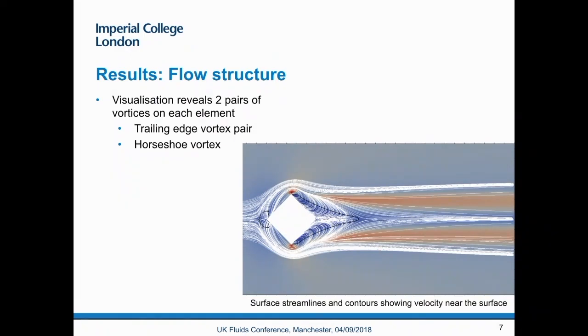And you can see you've got 2 pairs of vortices. You've got a bit of a trailing edge vortex pair in the center. You've got a horseshoe vortex, which forms around the outside. And these give rise to streaks in the boundary layer. I'll talk about those more a bit later, but you can see here you've got a high velocity streak, a low velocity streak in the center of the flow, and another high velocity streak.